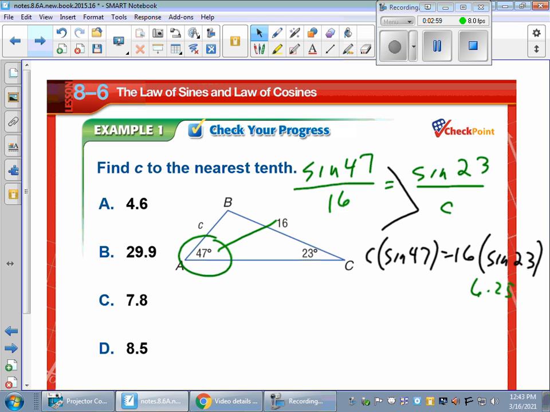So from here, we are going to divide both sides by the sine of 47. When I divide that decimal by the sine of 47, I output an answer that's about 8.5. So your answer should be D.